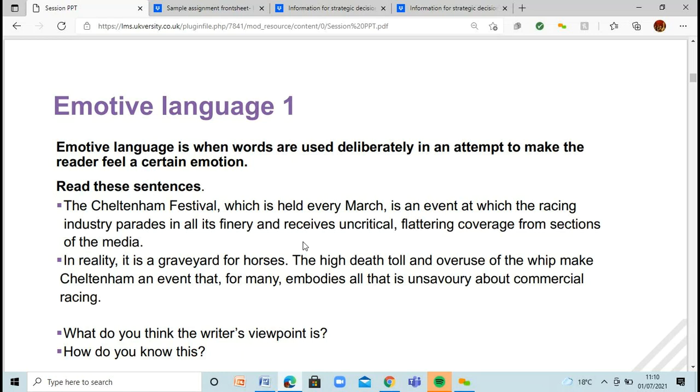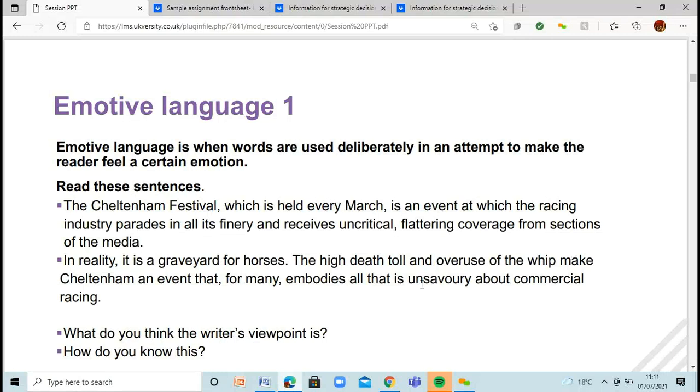So if this person is talking about horse racing, you know when we have yearly horse racing, where they wear those fancy hats and they're doing lots of horse racing and so on. If this person is talking about that, now this person is saying that in the beginning, they're saying that this festival happens every March and they do racing and it shows that it's all fancy and it shows flattering coverage, that there's nothing critical about it. They just show the nice things in the media. But in reality, this person is saying that this festival is really bad for horses because it kills the horses. There's too many horses dying. There's a lot of horses that are being hit with the whip so that they can make them run.